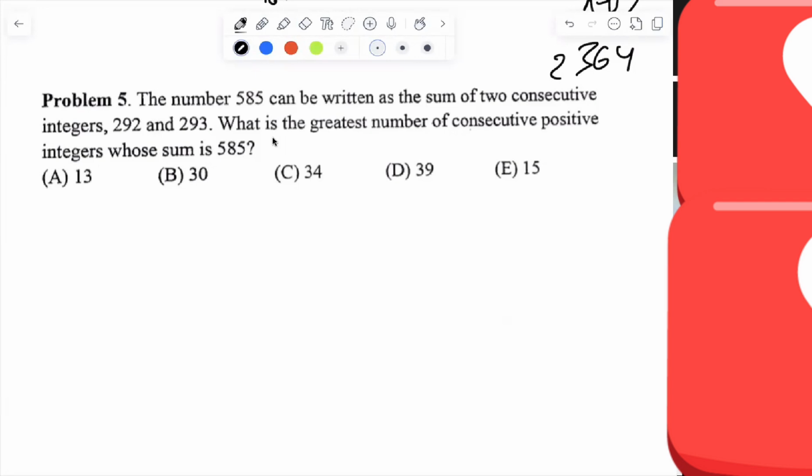I'll let you guys have a try on this question and tell me your answers in the chat. A tiny hint is maybe try looking at the factors of 585. See what you can find there. And then maybe make it the number of consecutive positive integers. Alright, I'll let you guys have a try and tell me your answer through private message.